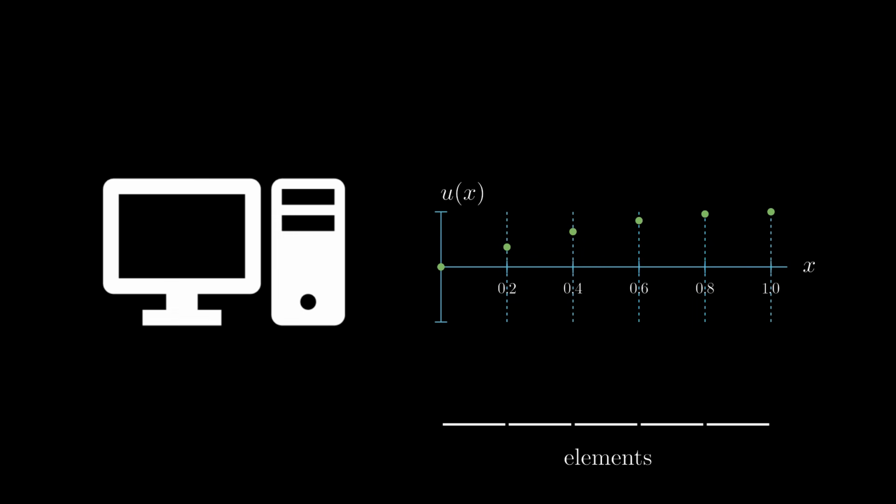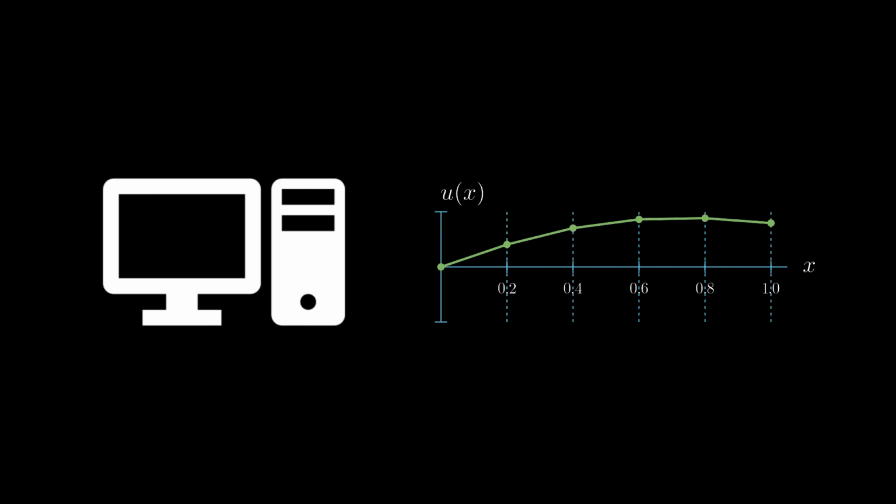Between the nodes, we assume that the function can be described by very simple predefined functions, which are called shape functions. Here you can see an example with linear shape functions, but higher order polynomials are also possible. As the shape functions are known, it is sufficient to know which values the function takes at the nodes to know which values the function takes everywhere. Thus, the entire information about the function and how it looks like is compressed to a finite number of numbers.